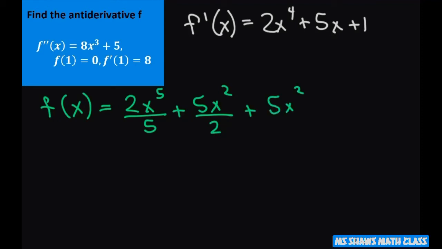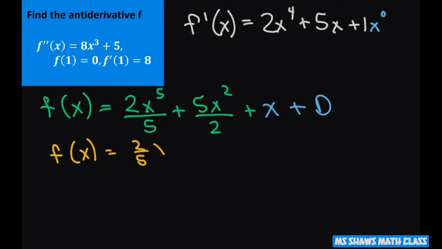Oh, we already did that one. All right, and then plus x, because remember this is just like x to the 0, so put your x. And then since we already have our c, let's write this as d, so we can change variables. Simplifying this, we get f of x equals 2/5 x to the fifth plus 5/2 x squared plus x plus d.